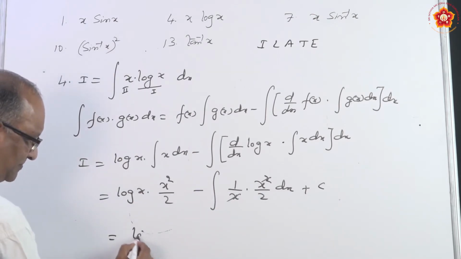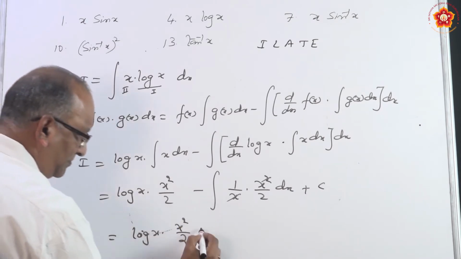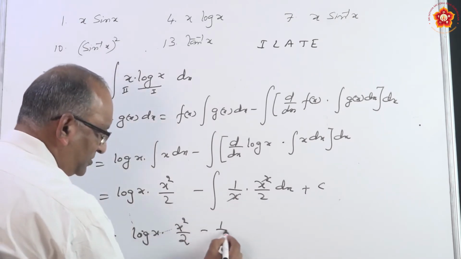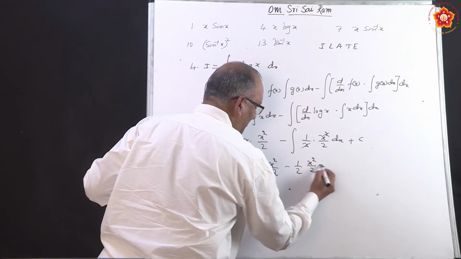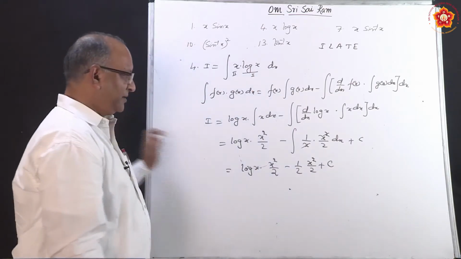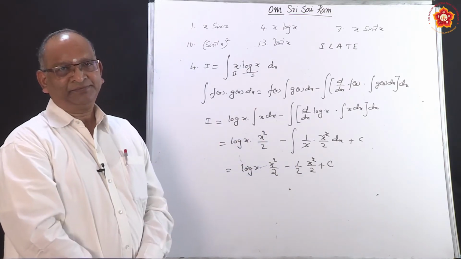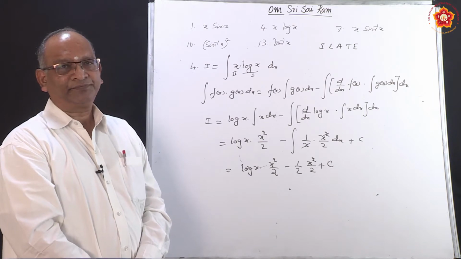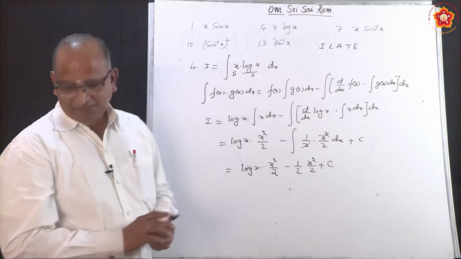So, it is log x into x square by 2 minus 1 by 2 will come out, and integral of x is again x square by 2 plus c. These 2 into 2 you can multiply and that will give you the answer. Shall we proceed to the next problem?